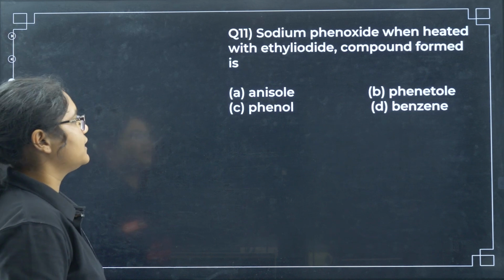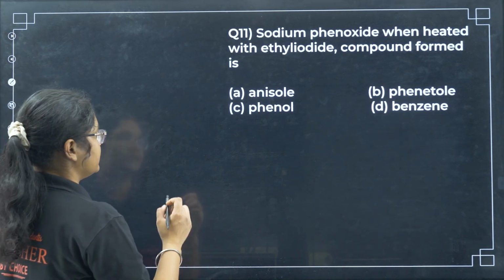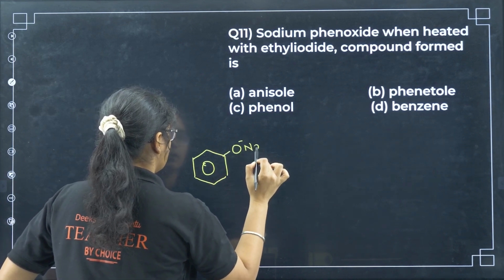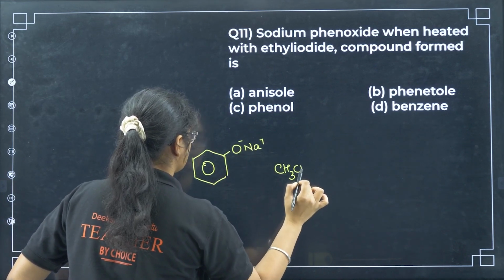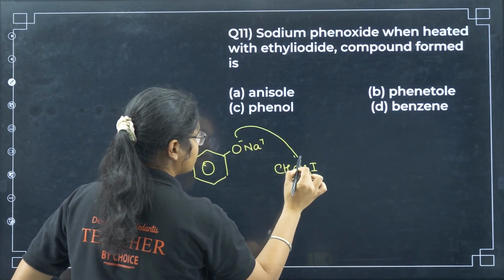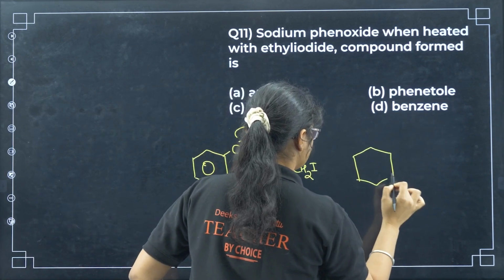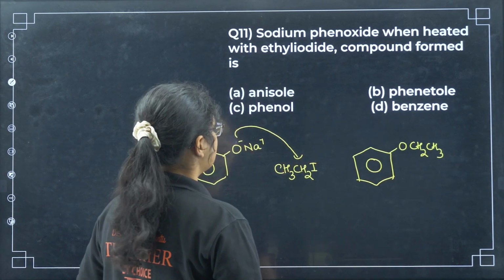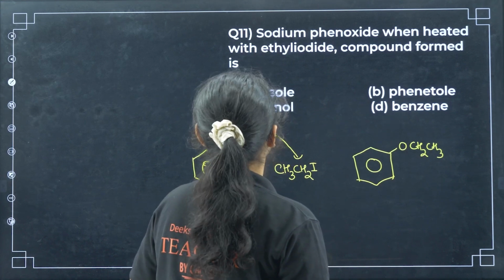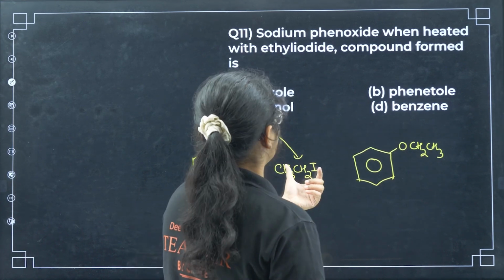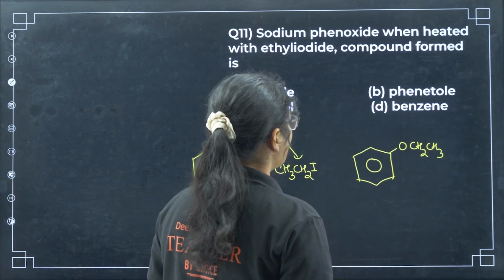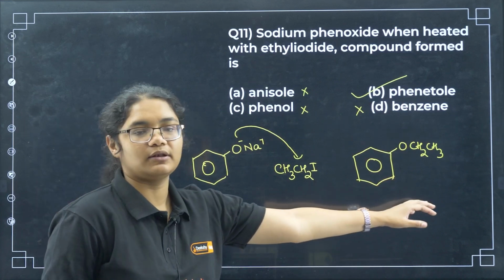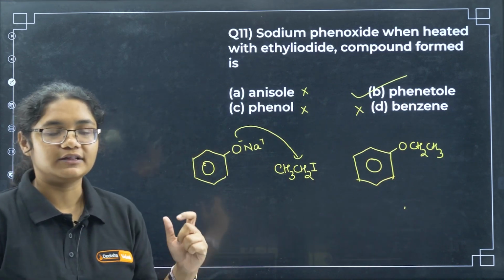Next, sodium phenoxide when heated with ethyl iodide, the compound formed is, so if you have sodium phenoxide and ethyl iodide, okay, so this one will attack on this one, so what I will get here, you will get OCH2CH3, okay, and this is your ethyl iodide, and this one is reacting with this one. So here you can see we won't get phenol, anisole and benzene, you will be getting phenetole, okay, so the name of the compound, please remember, phenetole or ethoxybenzene.